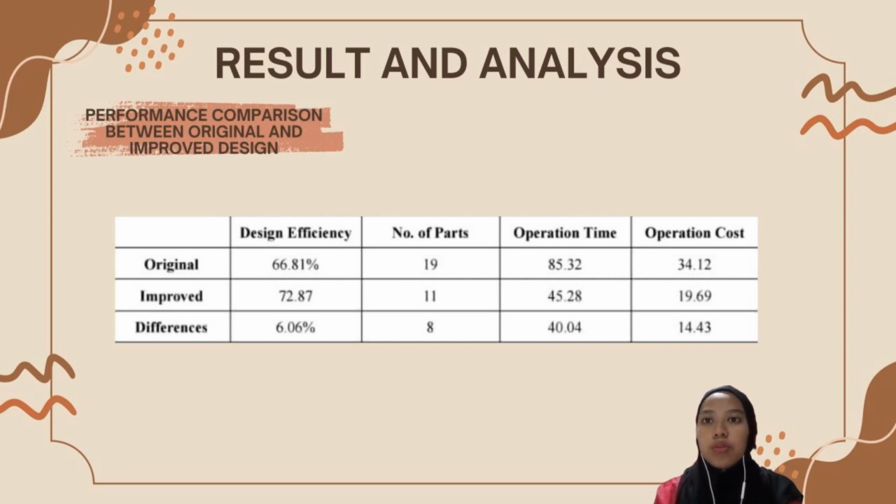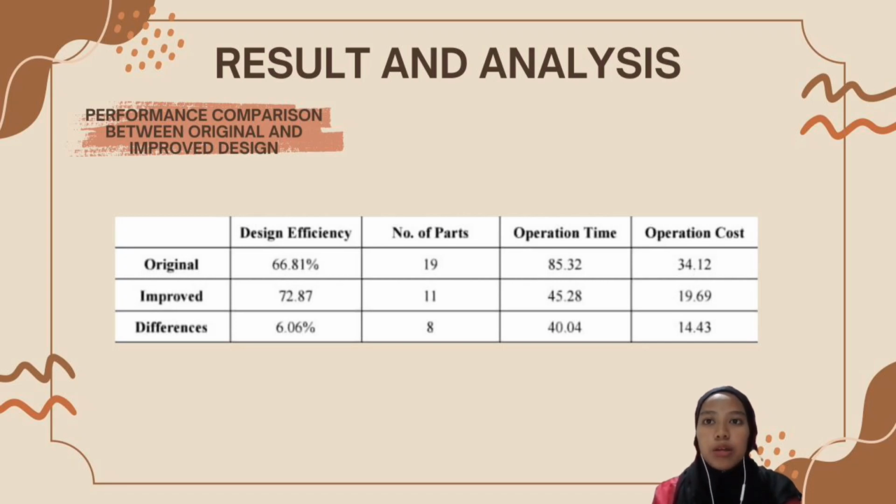66.81%. For the improved design it is 72.87%. We can see the difference in design efficiency between original and improved design is 6.06%. In terms of number of parts, the original design has 19 parts, and after we do the improvement, we get only 11 parts. So the difference is 8 parts that we reduced.